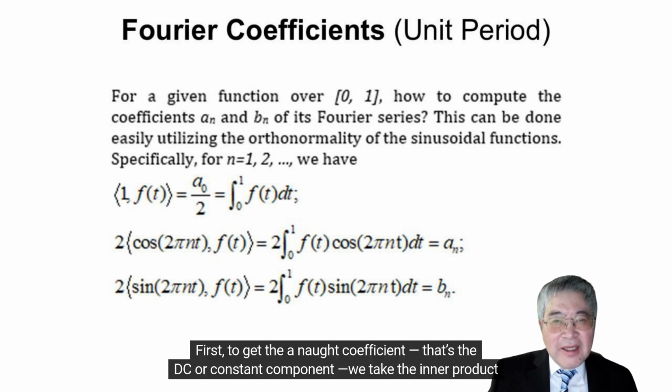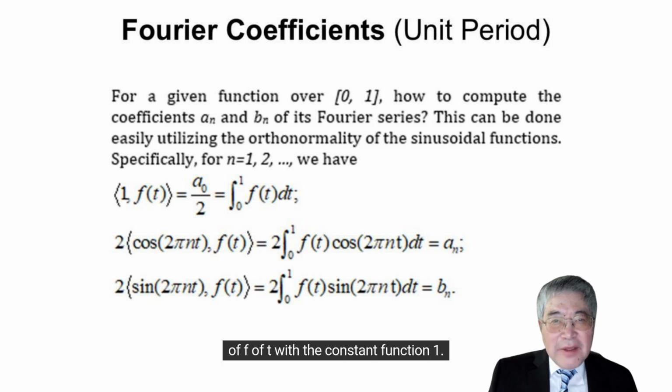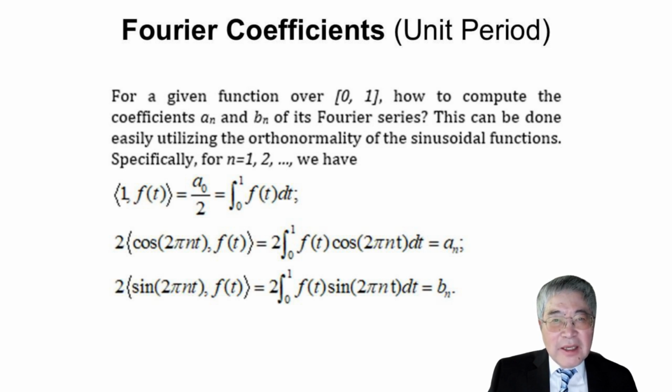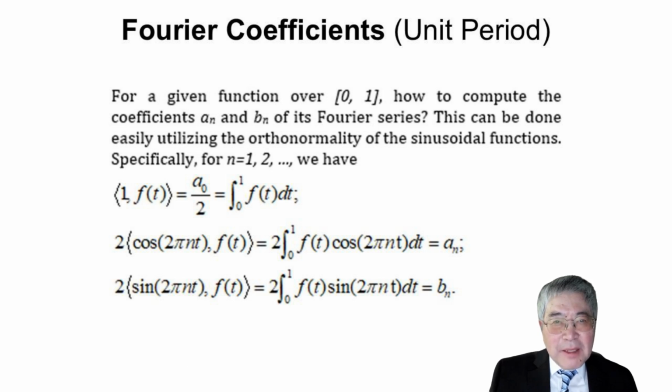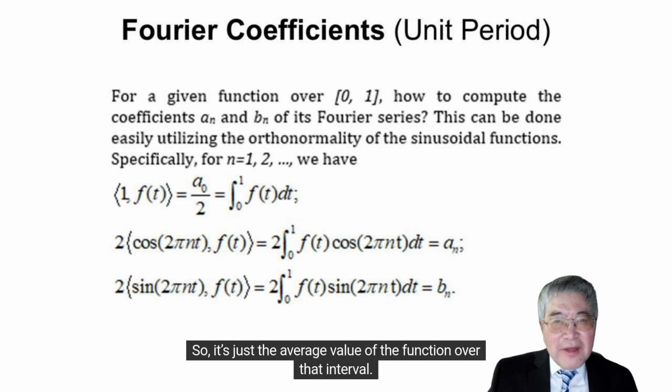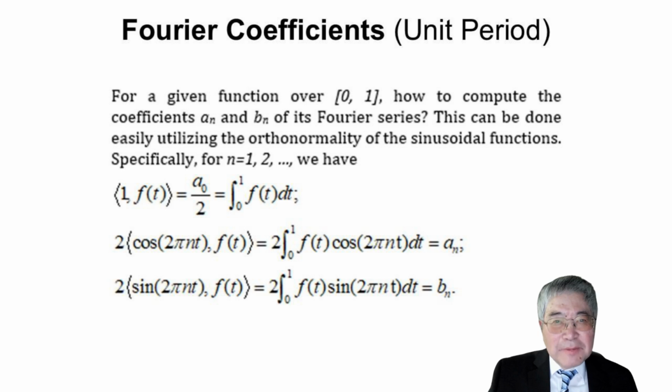First, to get the a0 coefficient, that's the DC or constant component, we take the inner product of f of t with the constant function 1. This gives us a naught over 2 equals the integral from 0 to 1 of f of t dt. So it's just the average value of the function over that interval.